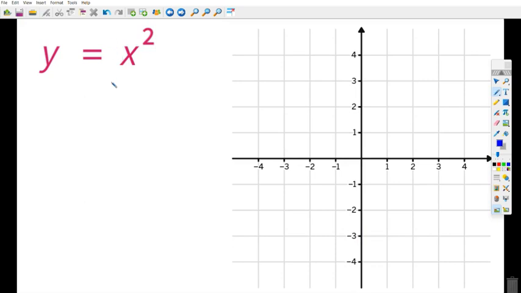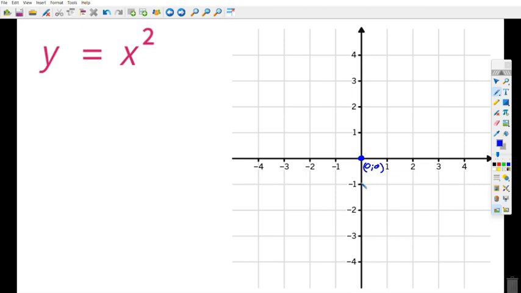Alright, so now let's visualize first. Before I sketch, I need to visualize first. Okay, visualize. Let's look. So, we don't have a c value. That means what? That I'm going to cut at my origin. Good. Alright, and I'm going to turn here. That's going to be my turning point at 0, 0.